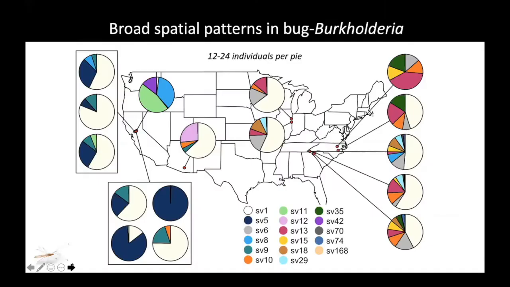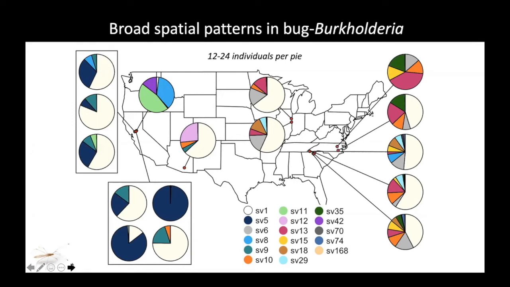So I went and I sampled a bunch of different populations of Gelysis across the United States, and I found about 17 different common strains of Burkholderia bacteria that were present inside the insects, although we actually detected over 60 strains of these bacteria in all the insects that we sampled. So on this chart, each of the individual pies represents average abundances of different Burkholderia strains in a population of somewhere between 12 to 24 individual insects.